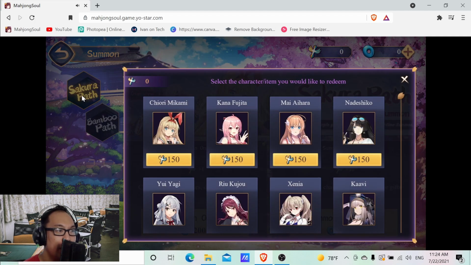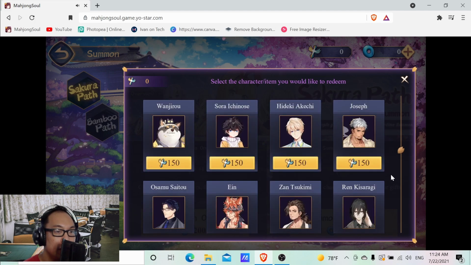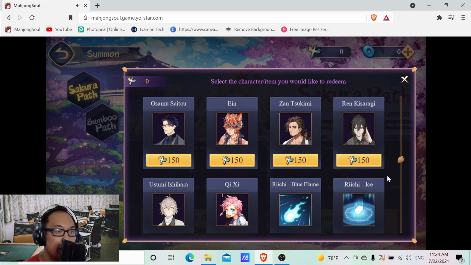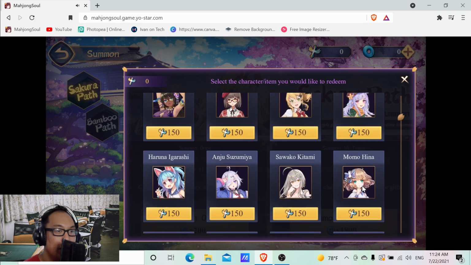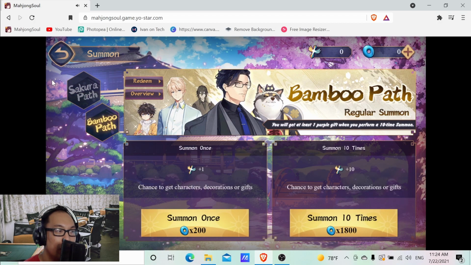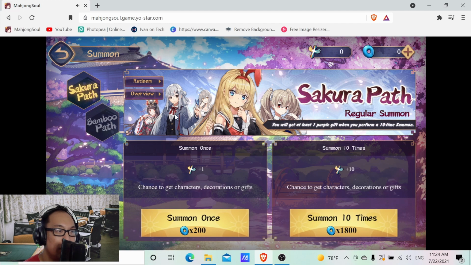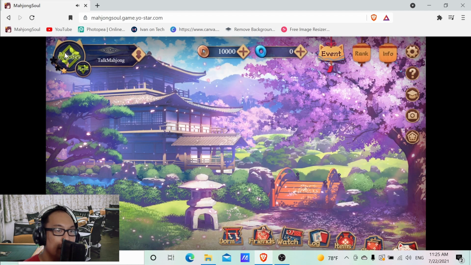Of course, the Sakura Path and the Bamboo Path have different characters. But they all contain every character in here. I think there's a little bit of a difference. I think the Bamboo Path gives you more chance to earn the guy characters, while the Sakura Path gives you a chance to earn the female characters much easier. I'm not sure about that, but I usually buy from the Bamboo Path, because I like the male characters. I think they look cool.